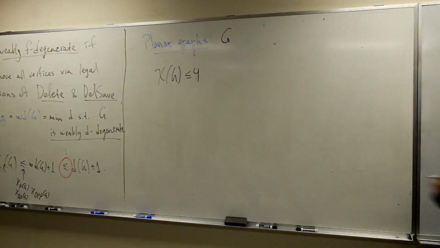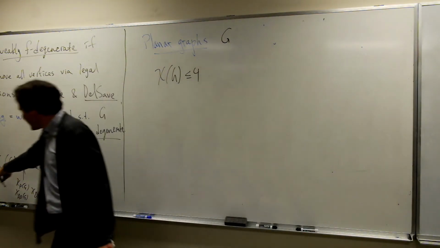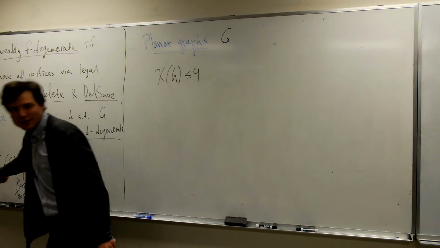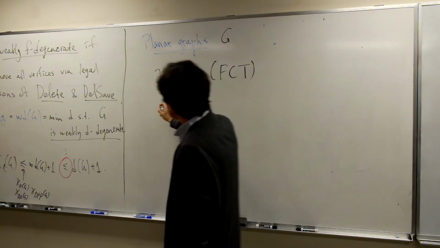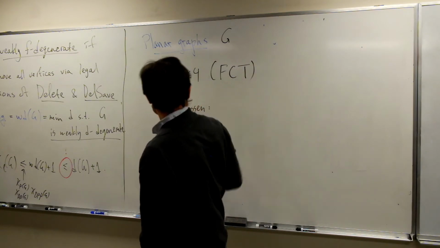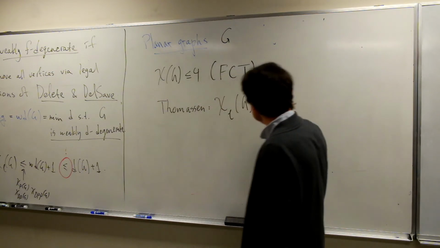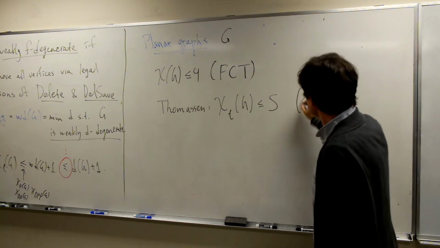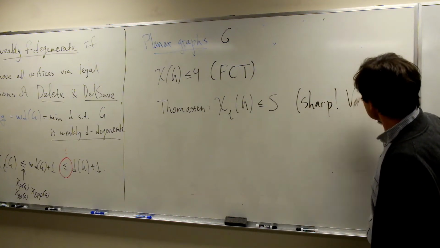But actually, this isn't the bound that we should worry about, because all of these upper bounds that we can get are also upper bounds on the list chromatic number and all sorts of other parameters. So this is the 4-color theorem. But for list chromatic number, there's a theorem of Thomason that says that the list chromatic number of a planar graph is at most 5, and it's sharp by an example of, wait.